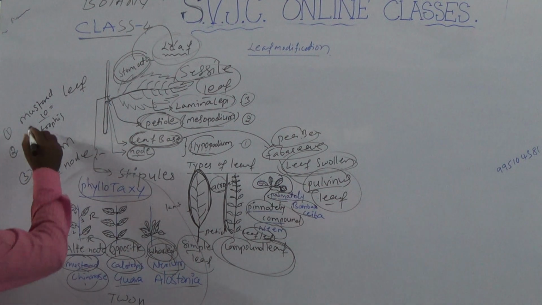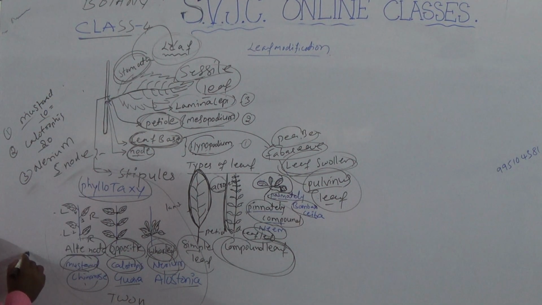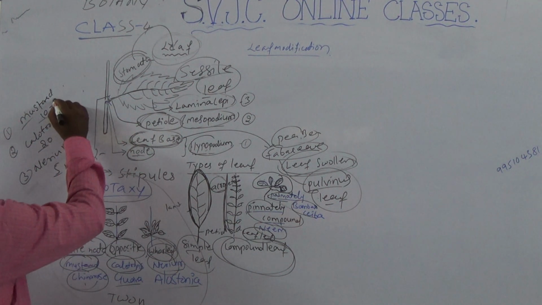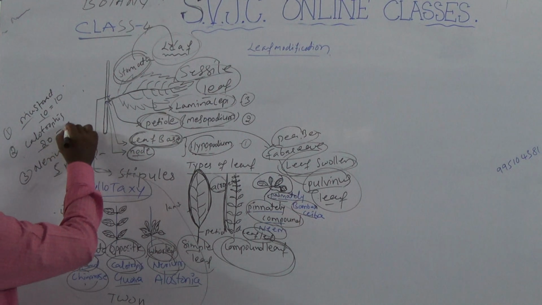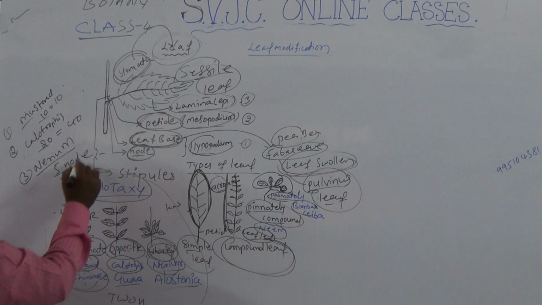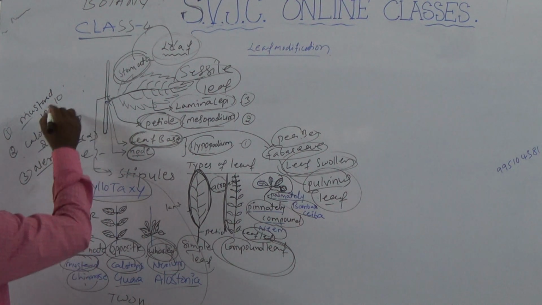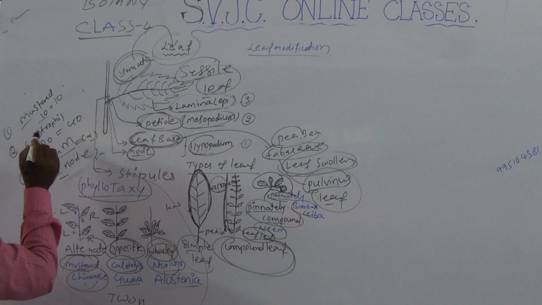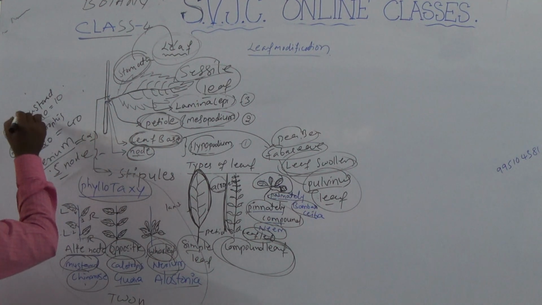For example, mustard, how many nodes are there? 10 nodes. So what is the formula? 1 node 1 leaf in mustard, so 10 leaves. In Calotropis, 1 node 2 leaves, nothing but 40 leaves. In Nerium, more, infinity, many more. So ascending means first mustard, then Calotropis and Nerium; descending: Nerium, Calotropis, mustard.